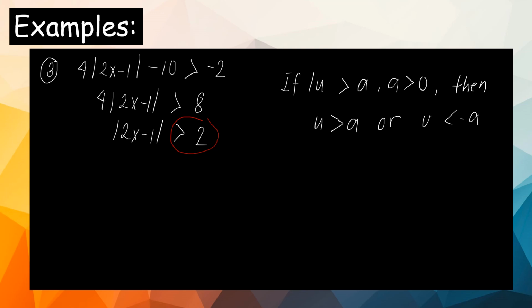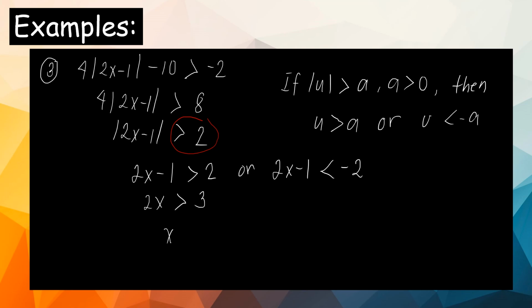So our u here is 2x minus 1. So let's write that. You have 2x minus 1 should be greater than a. Our a here is 2, so let's copy that. Or you have again 2x minus 1. This time we will have less than negative a. So our a is 2, so that would be negative 2. Then let's just simplify this one. So this is 2x, transpose negative 1 to the other side. So that would be plus 1. You will have a 3. So this would be x is greater than 3 over 2.